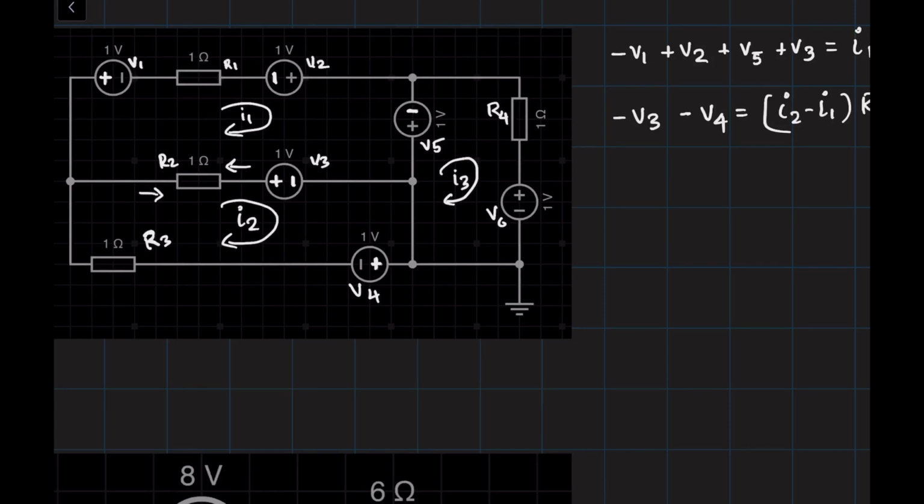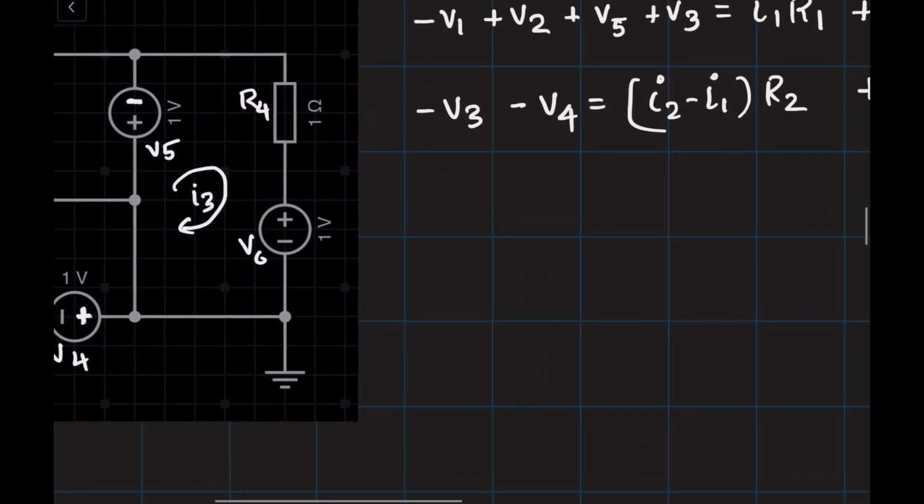Loop 2 completed. Loop 3: moving in the clockwise direction, you see the positive end of the battery, so minus V5. Again moving clockwise, you see another voltage source with its positive end, so minus V6. Any resistor? Yes, we have resistor R4, so equal to I3 times R4.